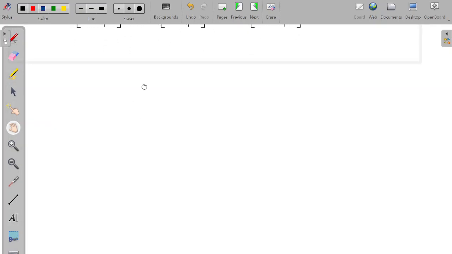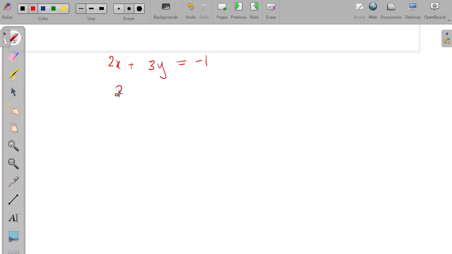Okay, so I write that system again. 2x plus 3y equals -1, then 2x plus y equals 5, and x plus y equals 1. So this is the system. The first thing to do is to write the augmented matrix.